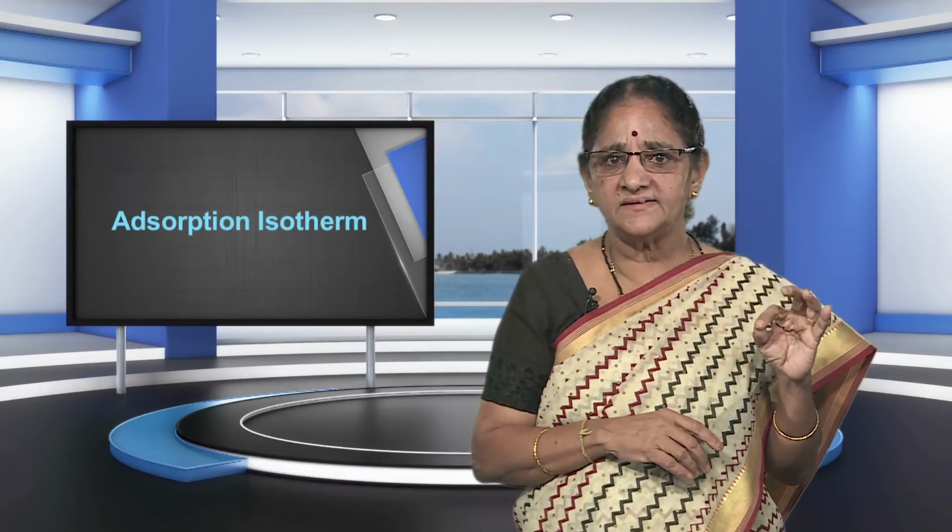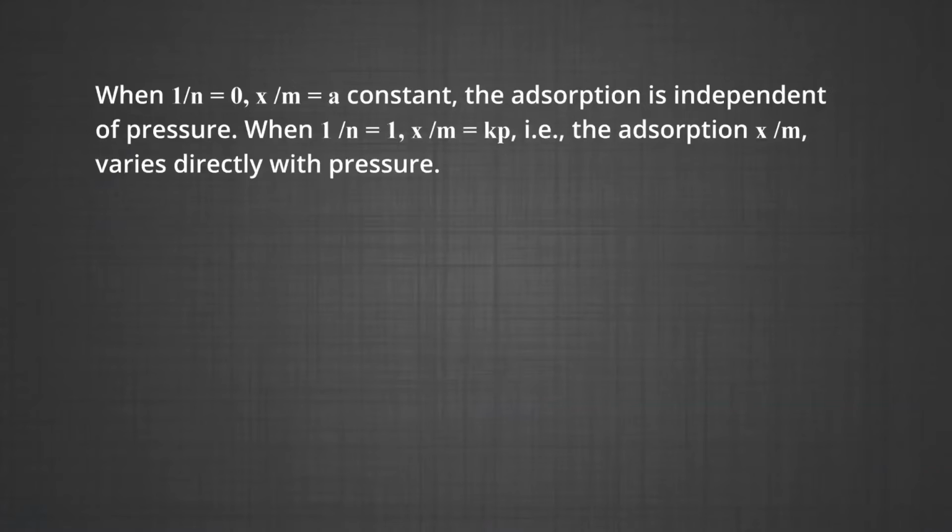Freundlich isotherm explains the behavior of adsorption in an approximate manner. The factor 1/n can have values between 0 and 1, and the probable range is 0.1 to 0.5. Thus, equation 2 holds good over a limited range of pressure. When 1/n is equal to 0, x/m becomes a constant. The adsorption is independent of pressure. But when 1/n is equal to 1, x/m is equal to k p. That is, the adsorption x/m varies directly with pressure. Both the conditions are supported by experimental results.